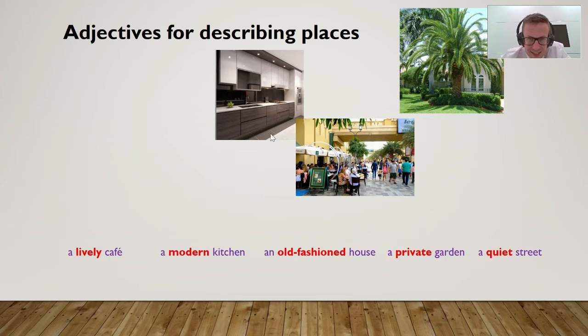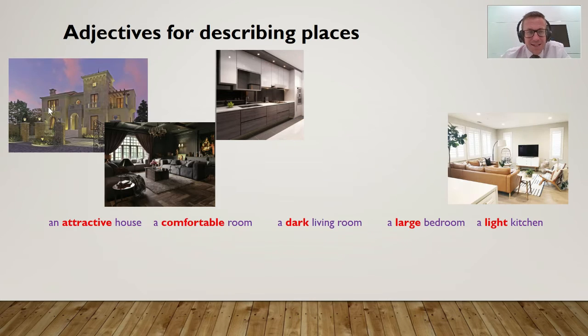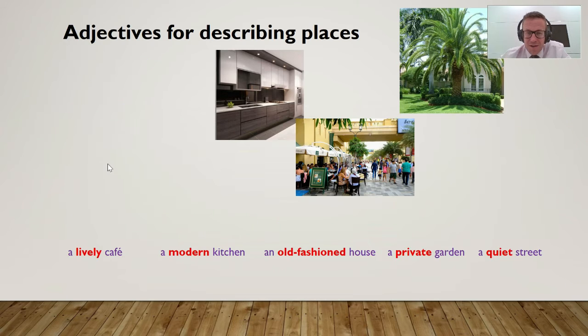An old-fashioned house. I don't have a picture, but old-fashioned is the opposite of modern. Private garden. This could be a private garden. It means a garden that other people can't walk into. So you might have a wall or a fence around the garden.